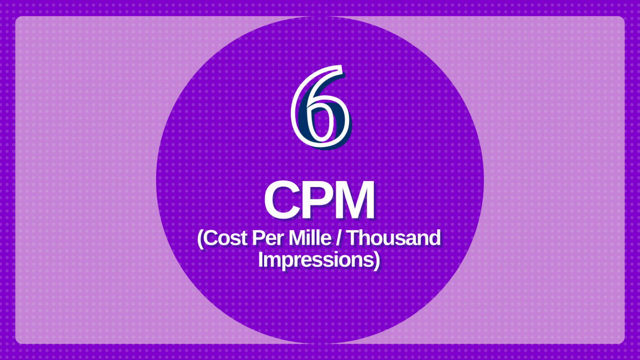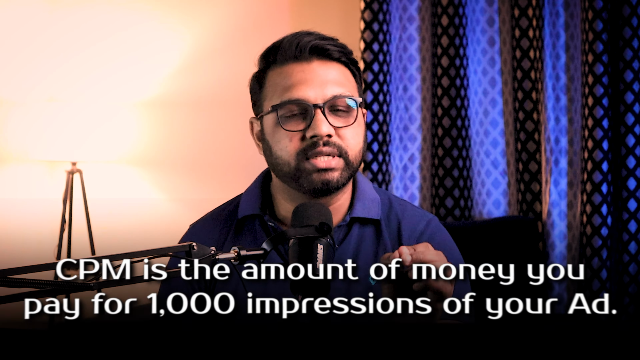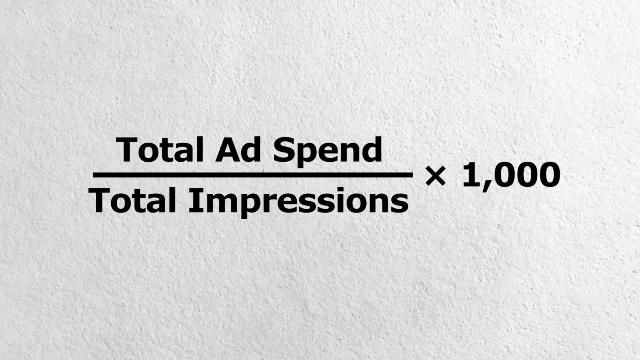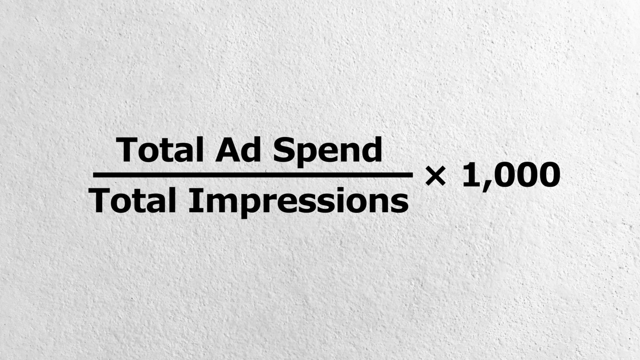Number 6 is CPM, cost per mille or 1000 impressions. CPM is the amount of money you pay for every 1000 impressions of your advertisement. And the formula is total ad spend divided by total impressions, into 1000.